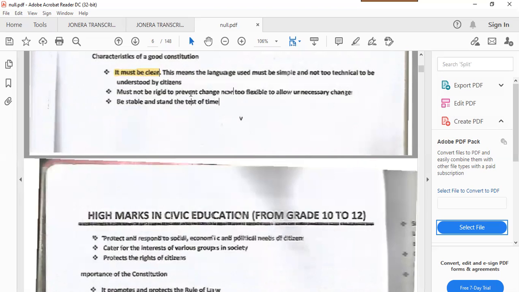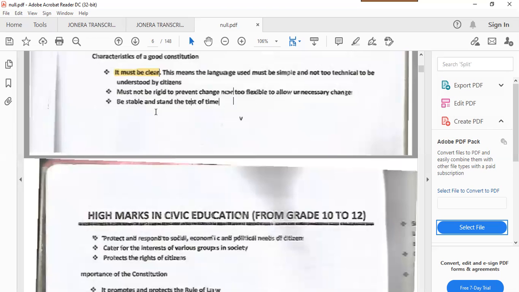It must not be rigid. Like it should actually be very easy to change somehow. So it must not be so rigid as to prevent change, or too flexible to allow unnecessary change. So it should be in between, not so easy to amend or change, but flexible enough to adopt certain new changes and leave room for national emergencies like civil wars or famine to launch a state of emergency. So it shouldn't be too rigid, and yet it also shouldn't be too flexible.